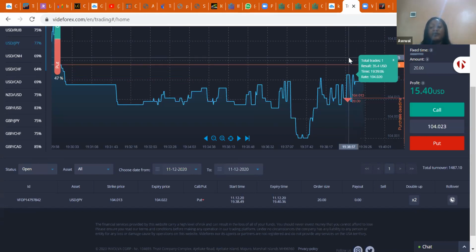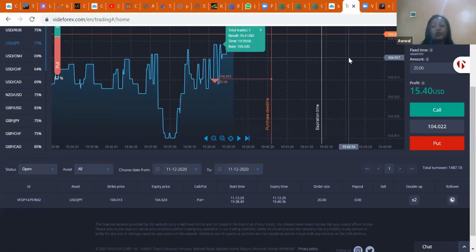If you guys are excited about this, can you throw in some excitement into the chat box? So when you're trading binary, it's all about quick money.